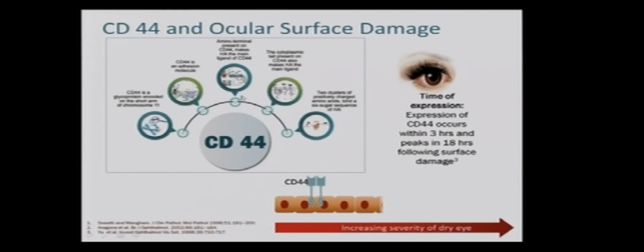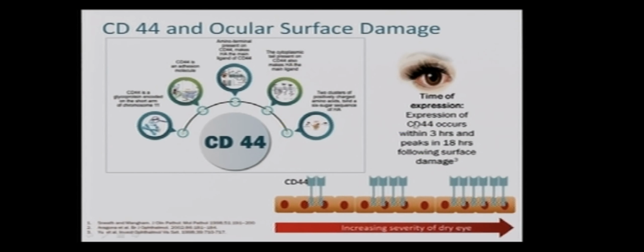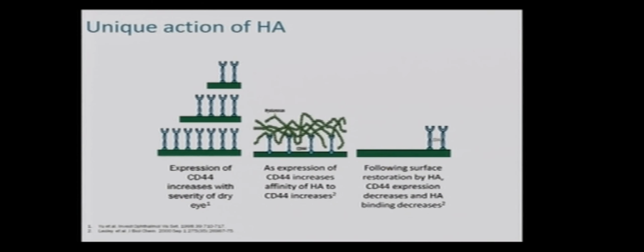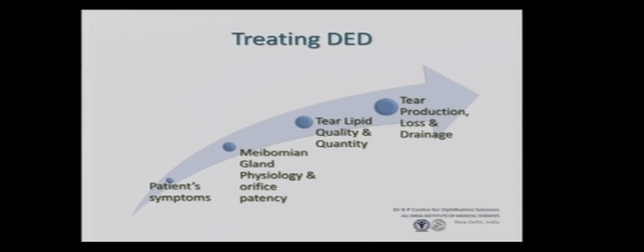Hyaluronic acid is a naturally occurring biopolymer, and its hyaluronate ligand binds well with the increased CD44 expression on the ocular surface, and thereby helps reduce the ocular surface damage in these patients before it starts to occur when dry eye develops. So this is the molecular level at which hyaluronic acid is probably acting.